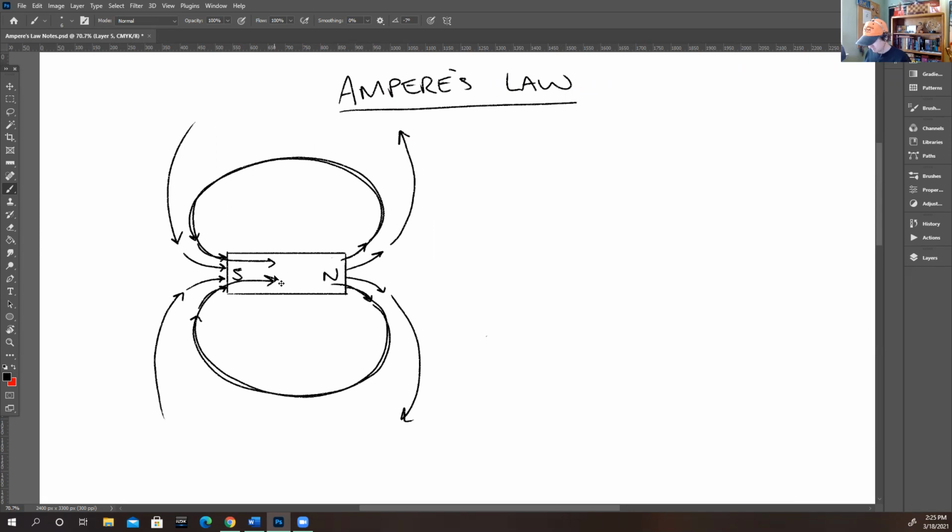But that makes my drawing a bit messy. Let me get rid of those. So we can see this direction. There's a flow inside of the magnet even. It's going that way. This is called the magnetic moment of the magnet.